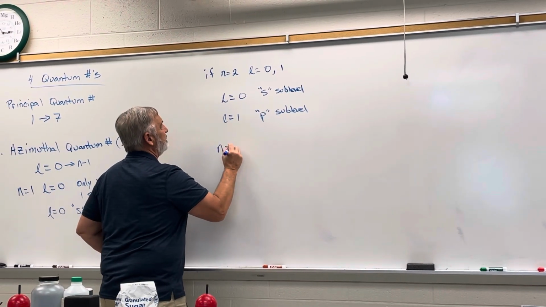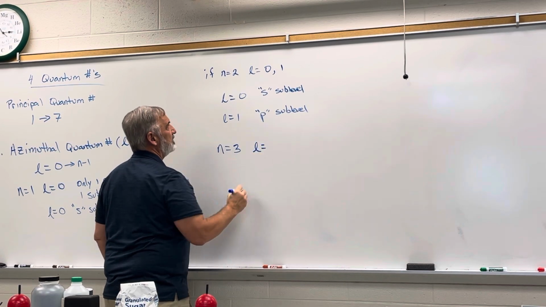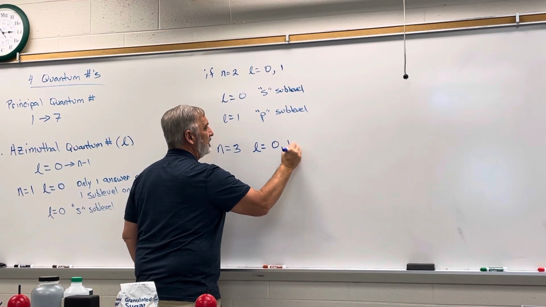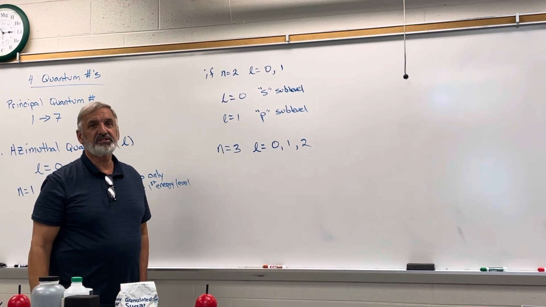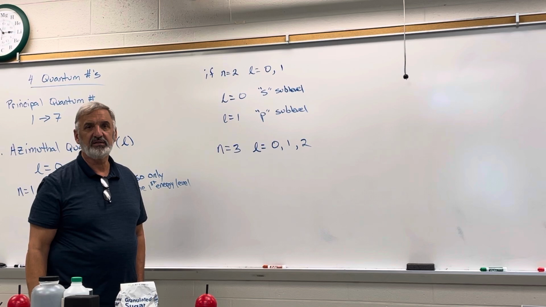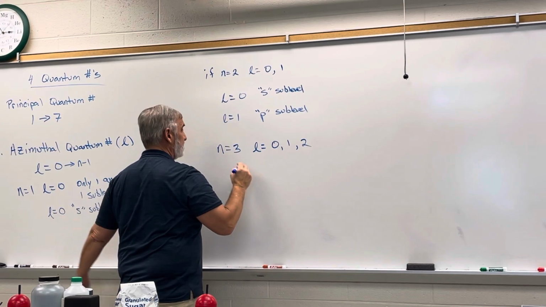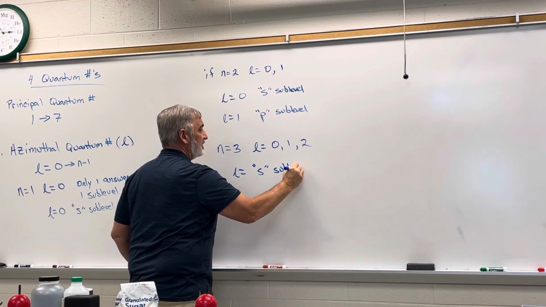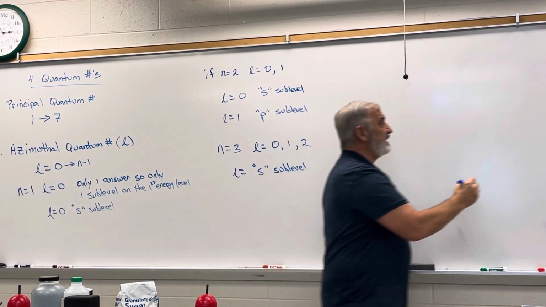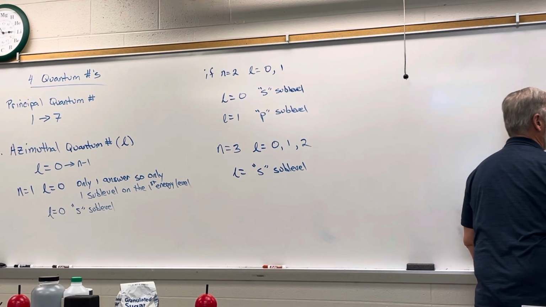N equals 3. Now what can L equal? 0, 1, and 2. So what does L equals 0 always mean? It's an S sublevel. What's the shape? Sphere. It's just going to be a bigger sphere. This is my 3s.